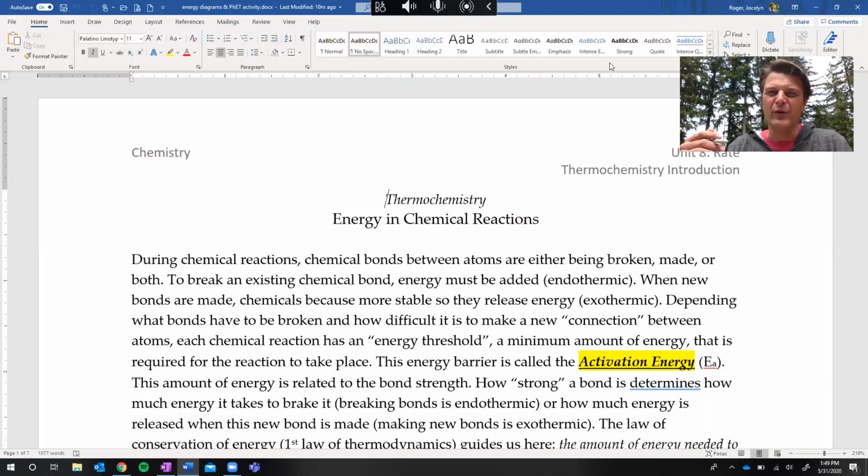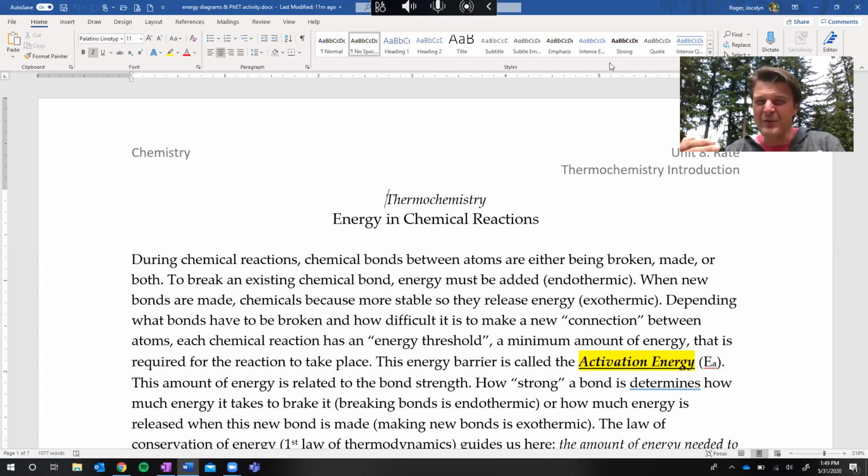And if you remember a little while back, we talked about chemical reactions that take in energy. And those chemical reactions were called endothermic. On the other hand, when a new bond is being made, energy is actually being released into the environment. It's being released by the chemical reaction.